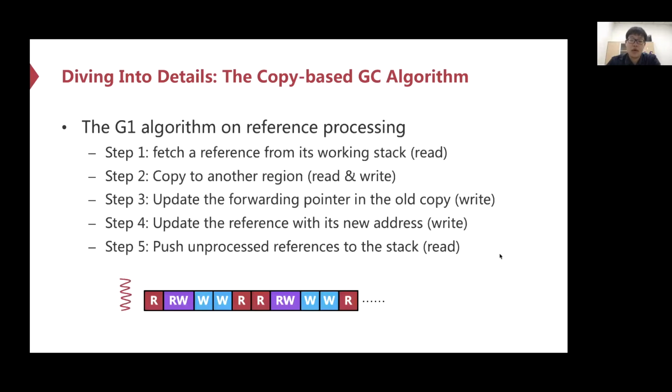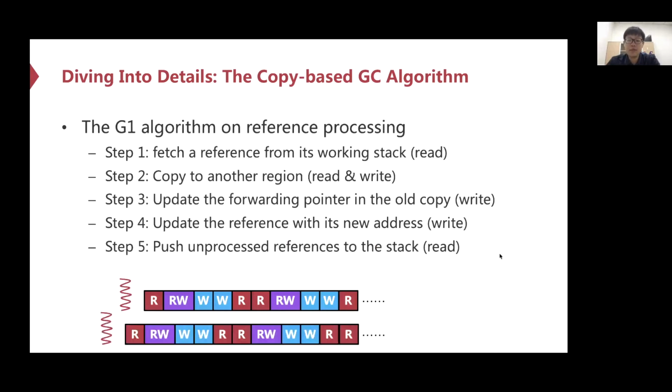Okay, now we put the 5 steps together. We can see that all the 5 steps can introduce many read operations and write operations to NVM. If we consider more threads, then we will introduce many more read operations and write operations. That is the main problem. The G1 algorithm mixes many writes and reads together. If we consider the previous figure, if we have many writes, then the bandwidth will drop.